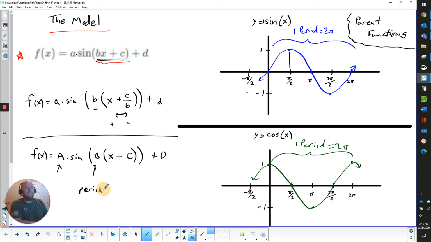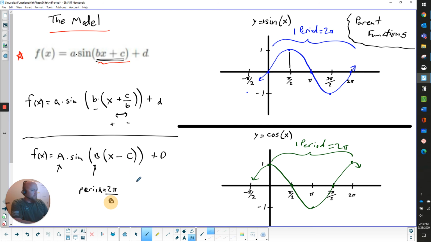But B is not the period, it helps you find the period. So if you have 2 pi divided by the B value, then you can figure out what the period is. So if B is 6, you're going to have 2 pi over 6, which is pi thirds. You've got a period length of pi thirds instead of 2 pi. So B is crucial in finding that amount.